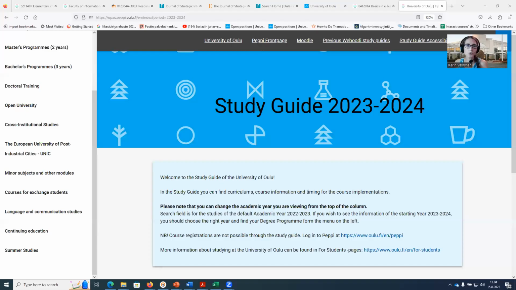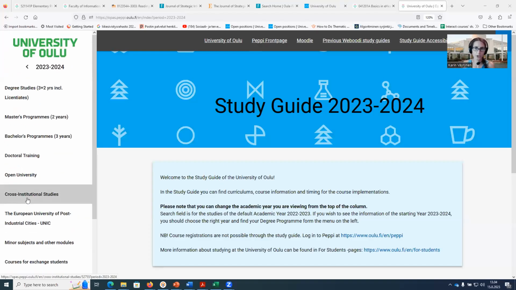Let's share my screen, it's easier to explain and show that. The easiest way to find optional studies, well, there are several places. First of all, you use again the Peppi study guide. That's where you find information about all the courses offered at the University of Oulu. And there are some places where you can find optional studies.